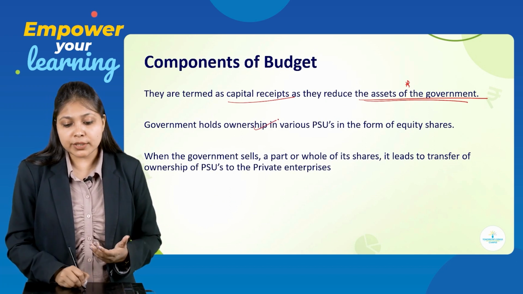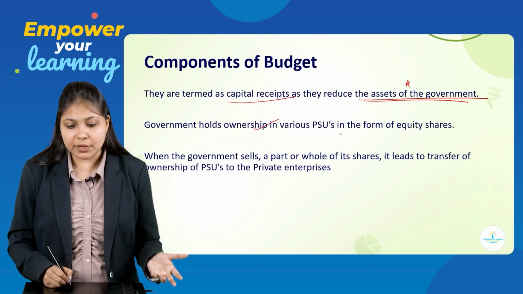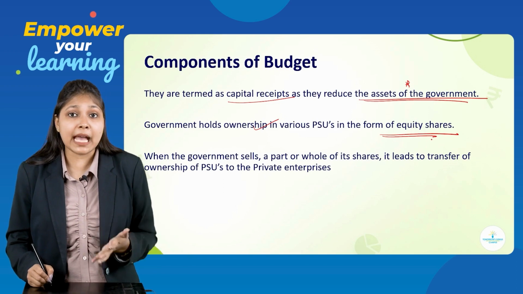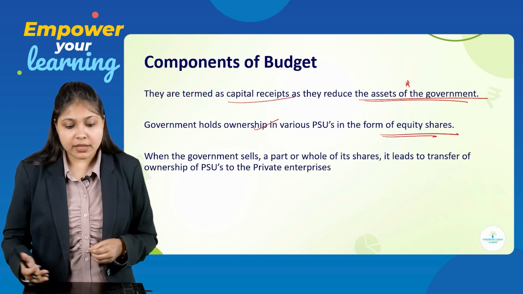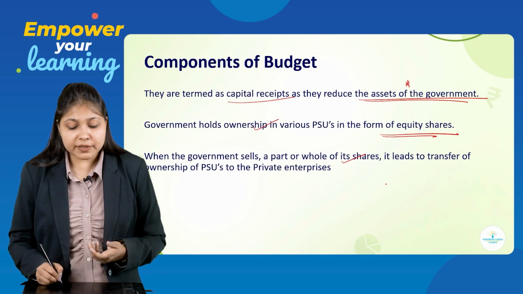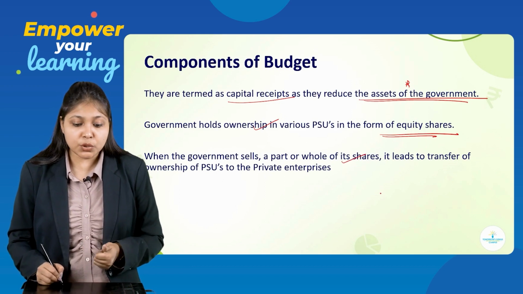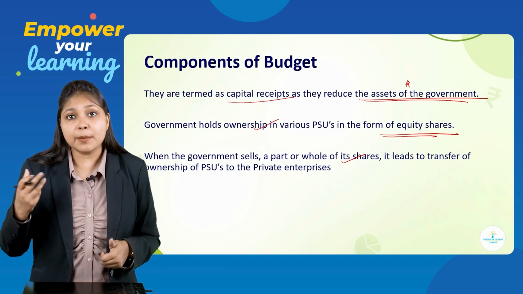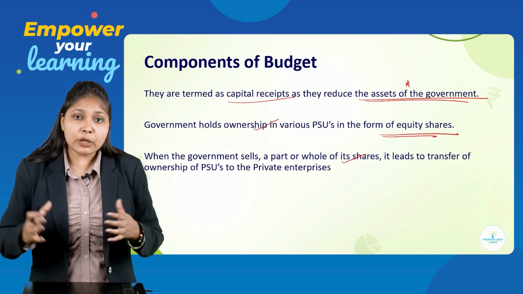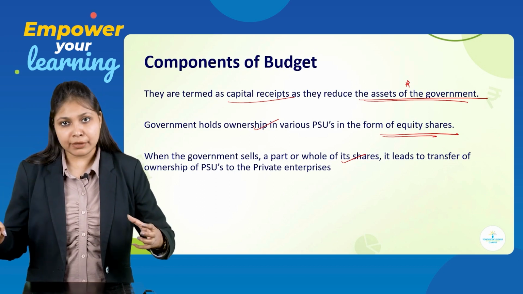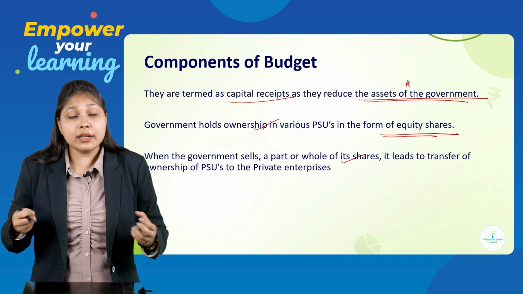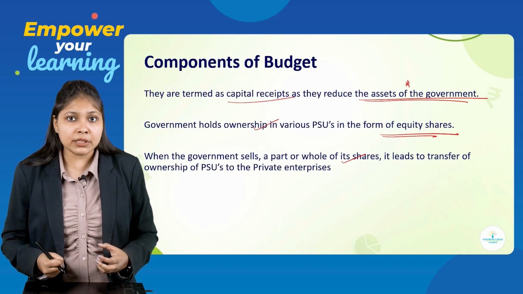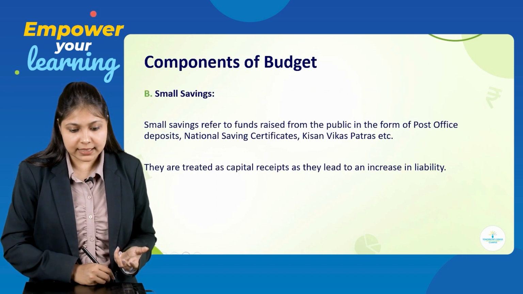So government holds ownership in various PSUs, that is public sector enterprises, in the form of equity shares. Again, there is a possibility that government might have some equity shares of other companies. So when government sells a part or whole of its shares, it leads to transfer of ownership of PSU to the private enterprise. When government decides to sell off part of its share to private people, there will be a conversion of government company to a private company. So that means again it's a reduction in the asset of the government, and reduction in the asset of the government is one of the very important conditions of capital receipt.